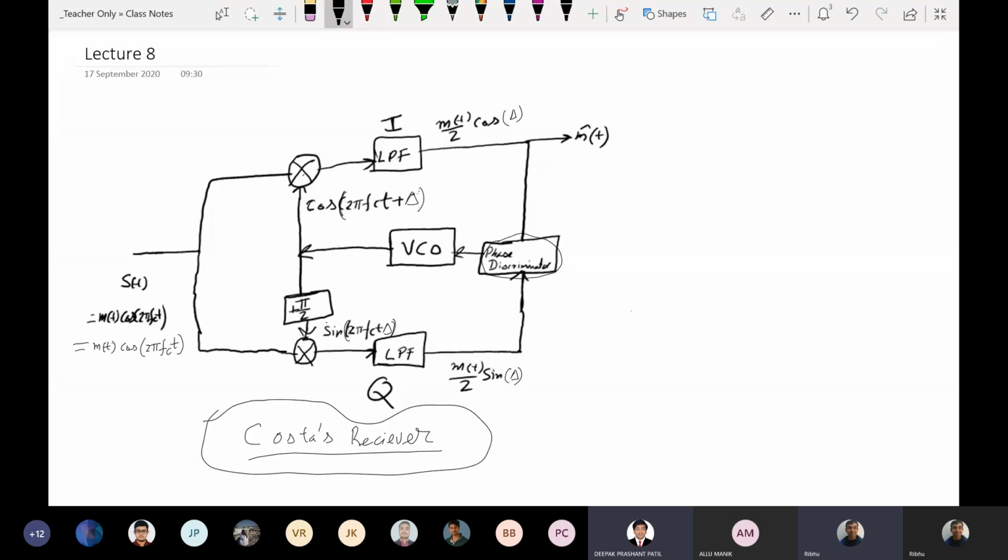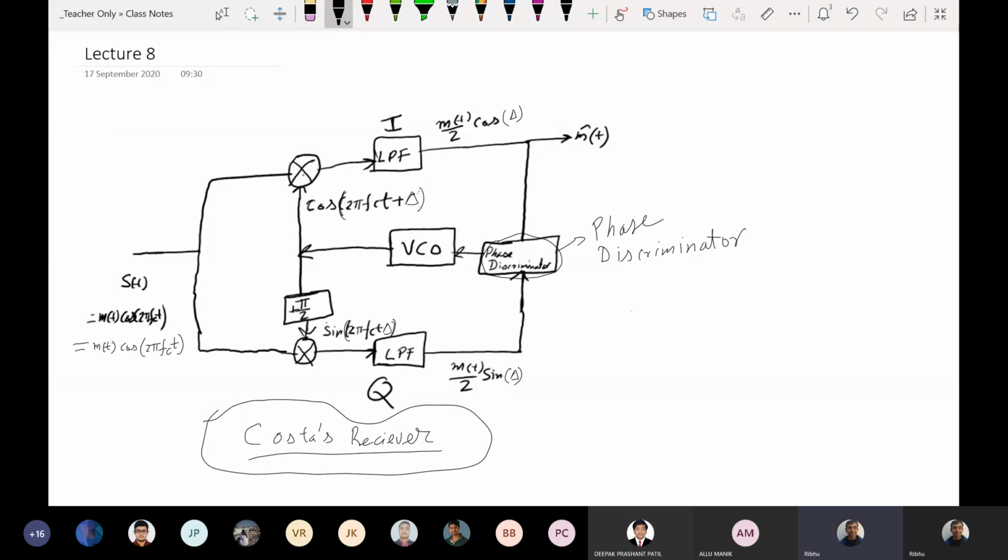Actually, I copied this diagram from your notes because it is slightly complicated to draw. This is the phase discriminator.